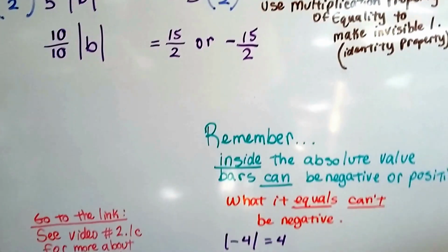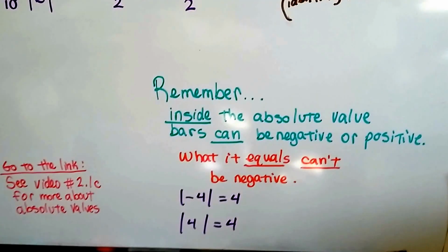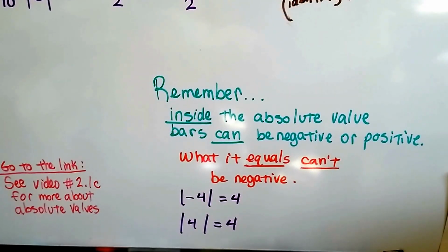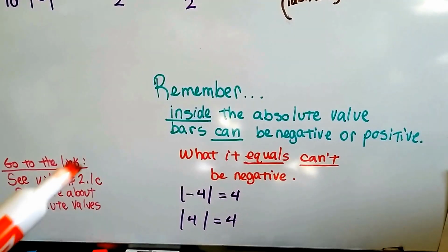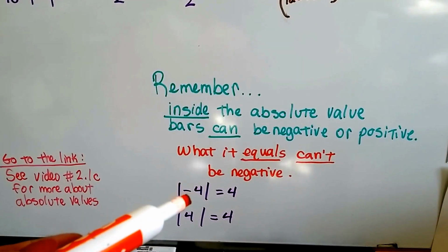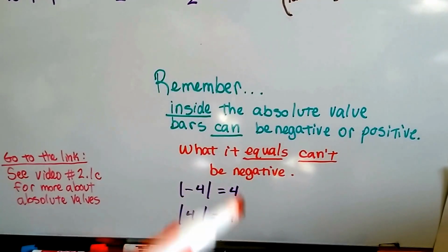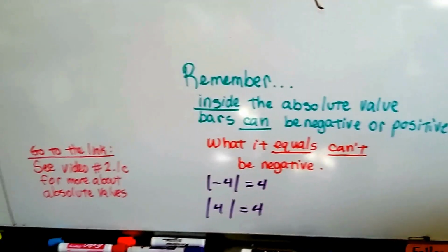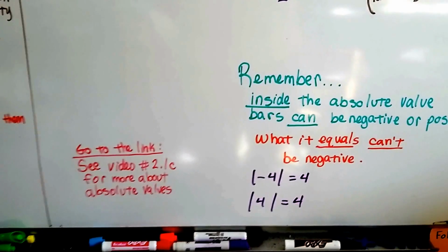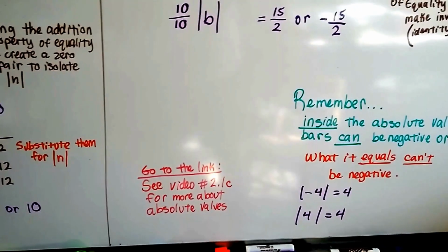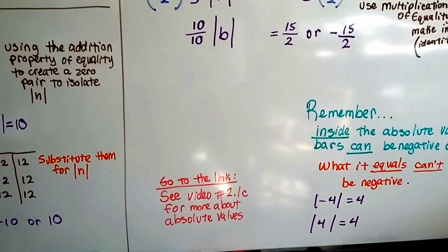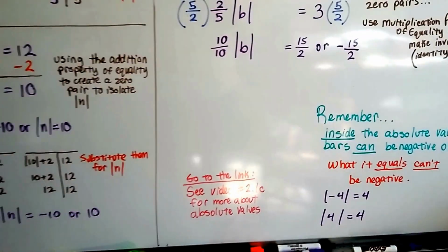All right, so remember, when inside the absolute value bars, you can have a negative or a positive. What it equals can't be negative. So inside it can have a negative sign. Once it comes out, it can't have a negative sign. All right? And there's a video link in this description for video 2.1c from this playlist that talks about absolute values way back in the beginning, okay, in chapter 2.